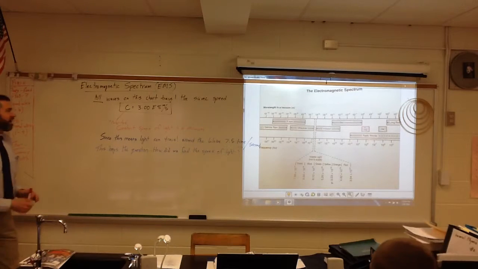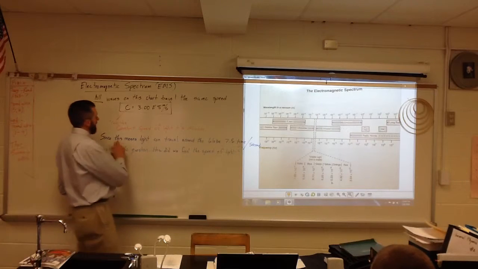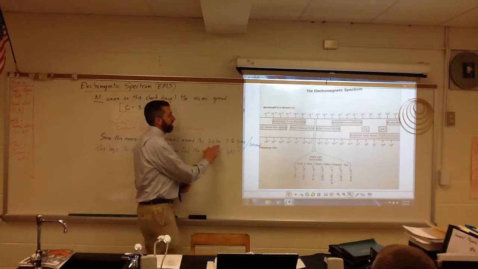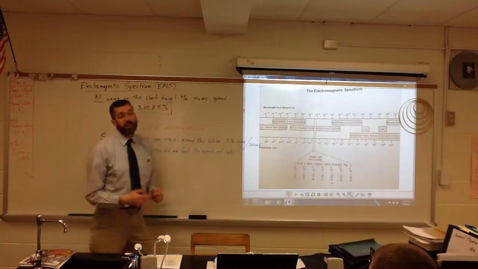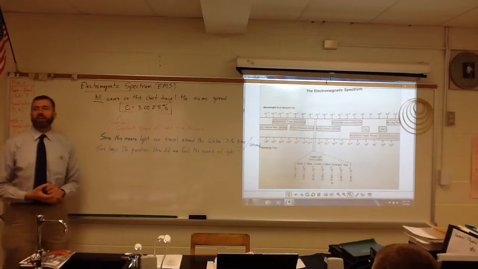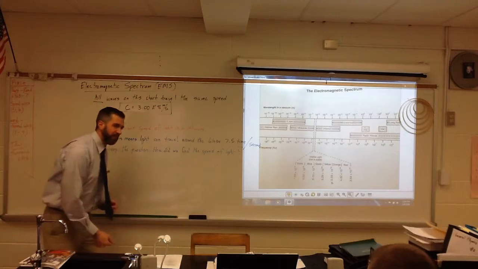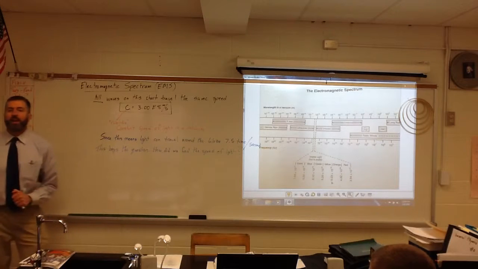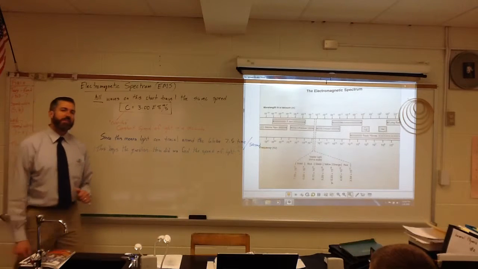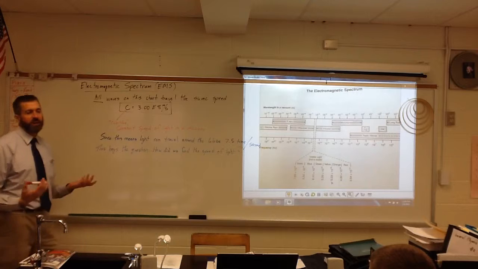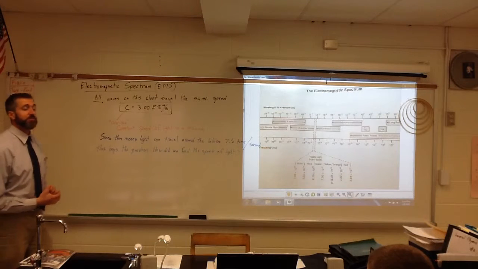To give you an idea how fast, this means that light can travel around the globe 7.5 times in 1 second. So, one Mississippi, light can go around the Earth 7.5 times. It's unfathomable how fast that is. It's just ridiculous.